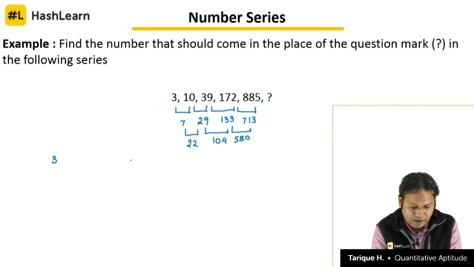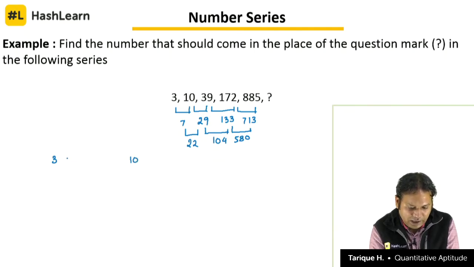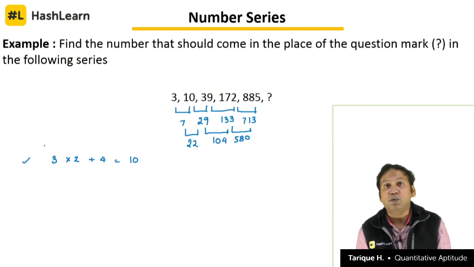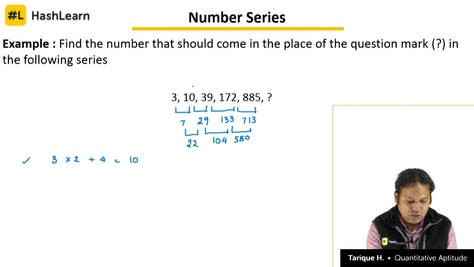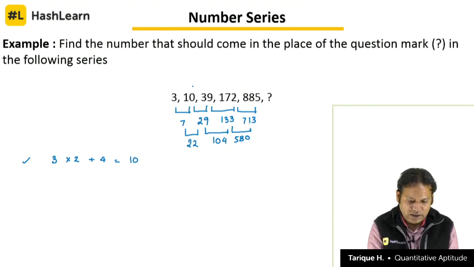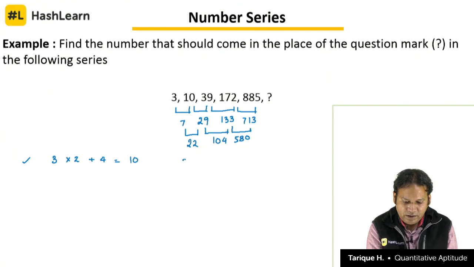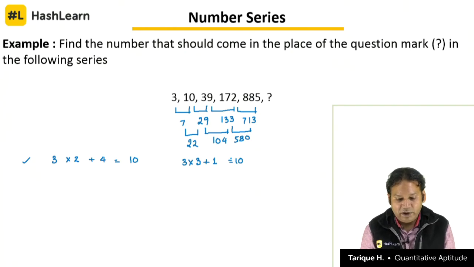How do you get 10 from 3? I can get 10 from 3 as 3 into 2, 6, plus 4 equal to 10. That's one of the ways. If I try the same thing with 10, 10 into 2, 20, plus 4 is 24, not 39. Okay, let's see what other way there is for getting 10. 3 into 3, that is 9, plus 1 also gives you 10. If I do that with 10, 10 into 3, 30, plus 1 is 31. Again I am not getting 39.